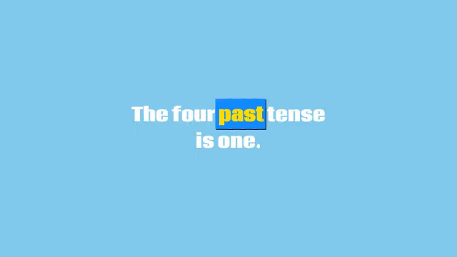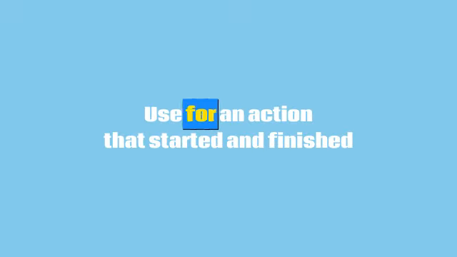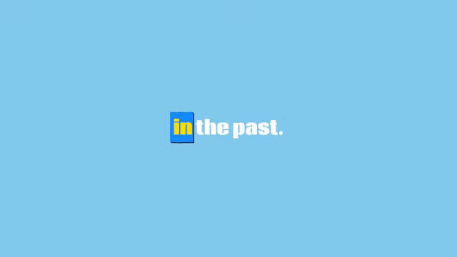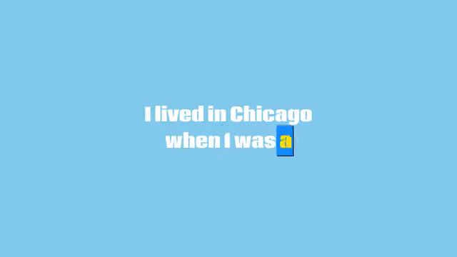2. The 4 past tenses. 1. Past simple, for example, I studied. Use: for an action that started and finished in the past. Examples: She worked last night. He ate eggs for breakfast. I lived in Chicago when I was a child.